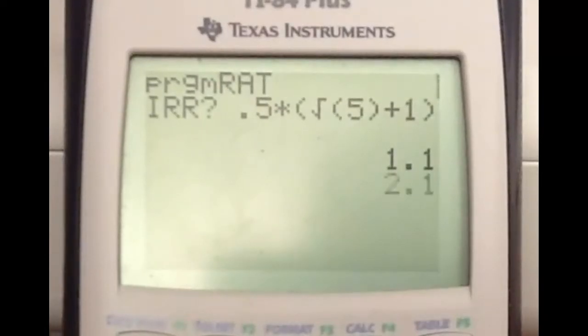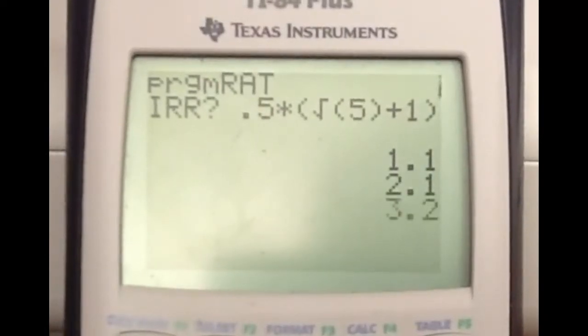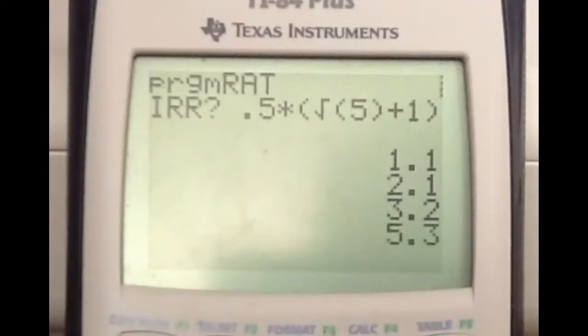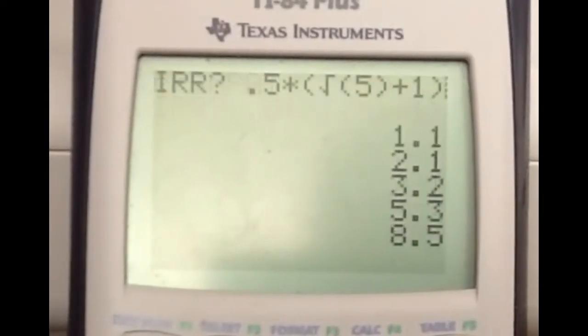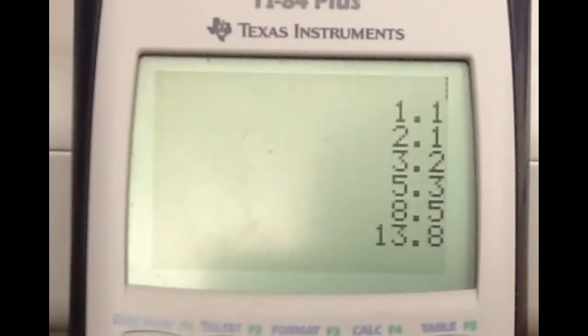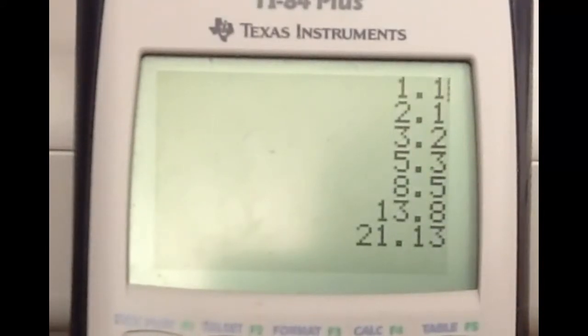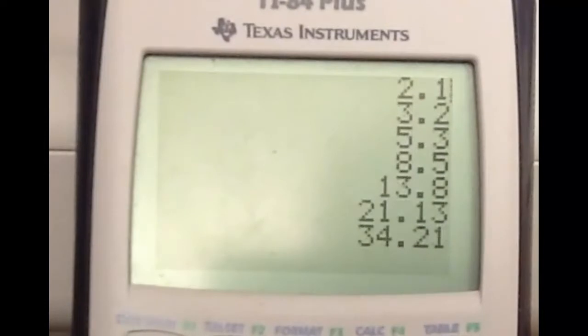Okay, 1 plus 1 is 2. 2 plus 1 is 3. 3 plus 2 is 5. 5 plus 3 is 8. 8 plus 5 is 13. 13 plus 8, 21. These are the numbers in the Fibonacci sequence.